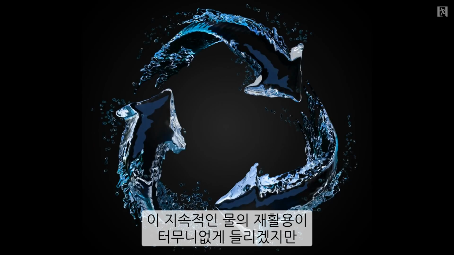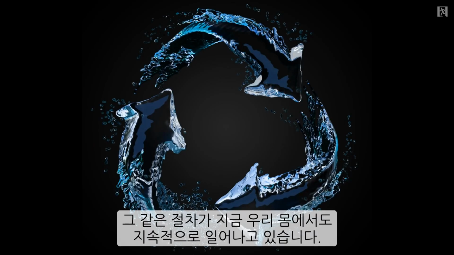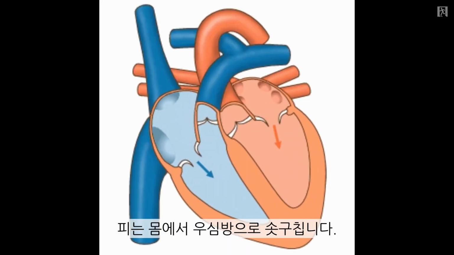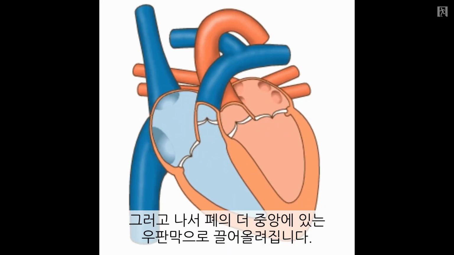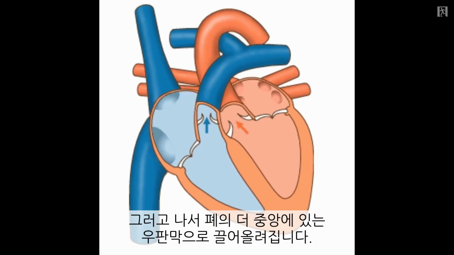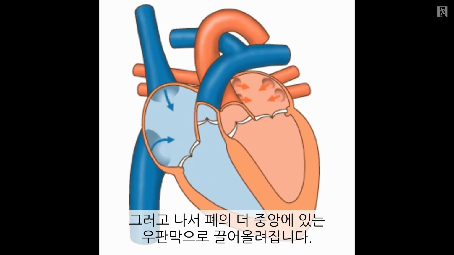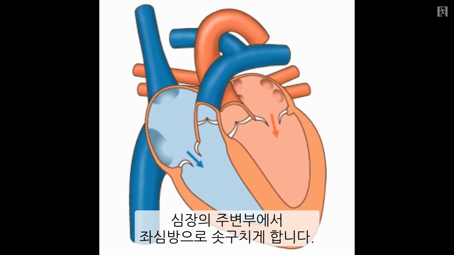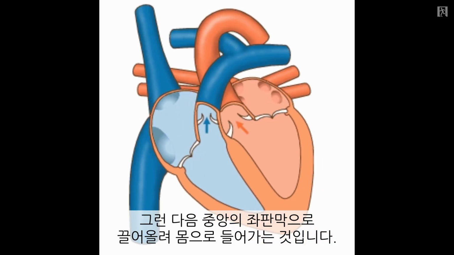As absurd as this constant recycling of water sounds, the same process is happening right now inside of your body and never stops. Blood is pumped from the body into the right atrium and then is drawn up into the more central right valve to the lungs, which oxygenates the blood and pumps it into the left atrium at the heart's periphery, which is then drawn up into the central left valve back into the body.